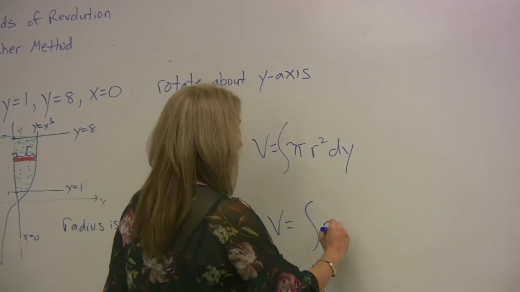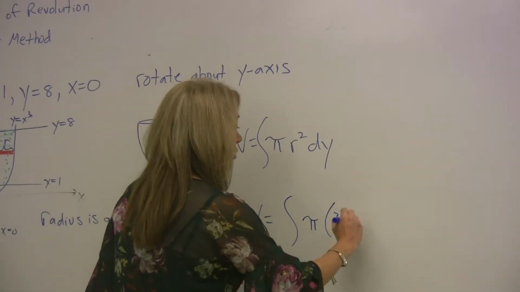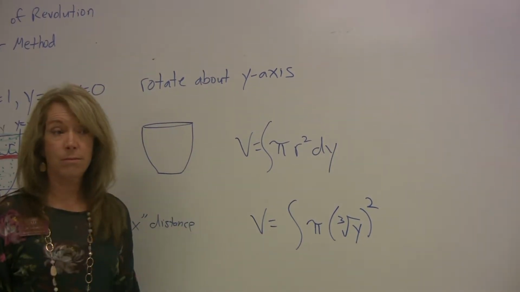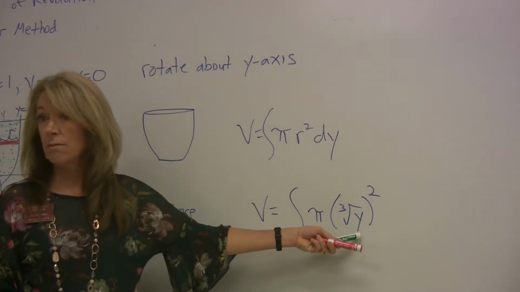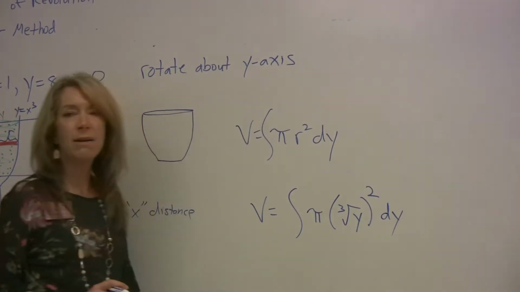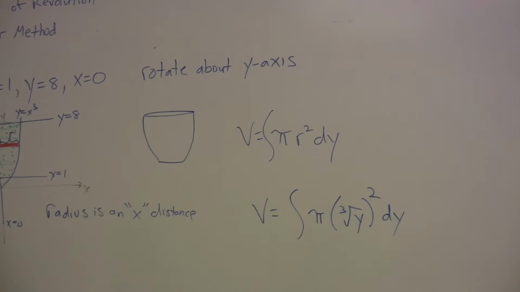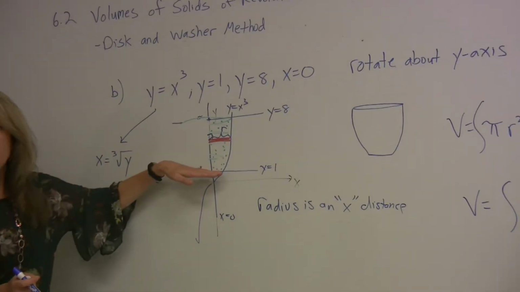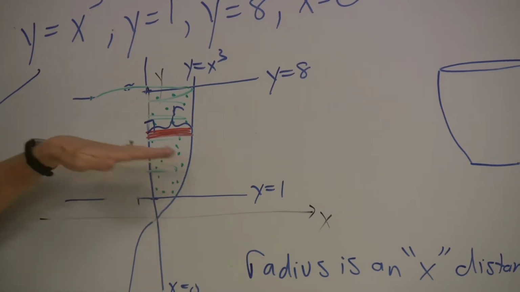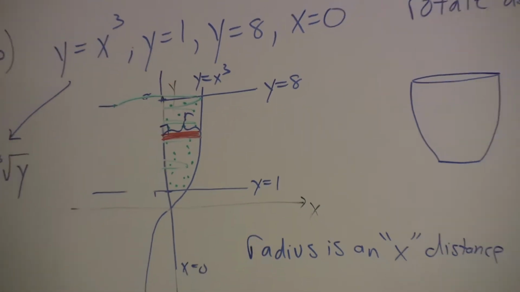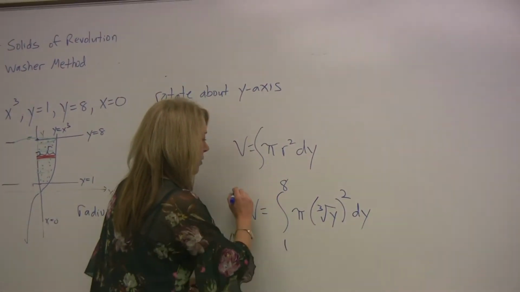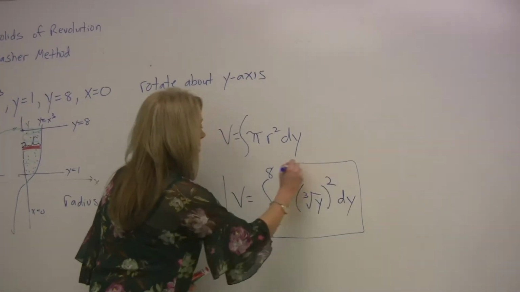So I'm going to have pi times the cube root of y, squared. That's my radius. Times dy. What are my bounds? 1 to 8, she says? Because we're starting at y equals 1, going all the way up to y equals 8. We're going to slice it at 1 and keep slicing these all the way up till we get to 8. And this is how I'm going to find the volume. I'll get 2 here in a second.